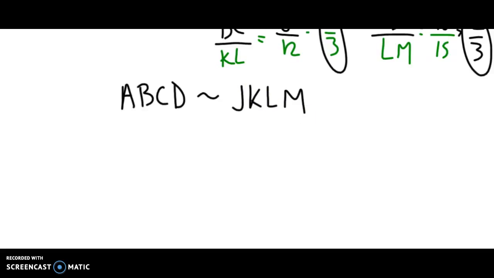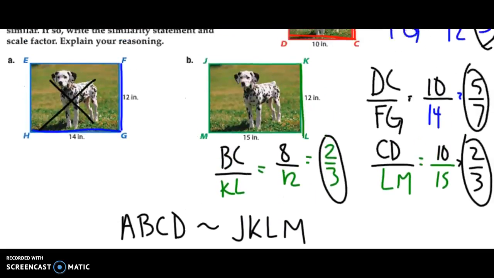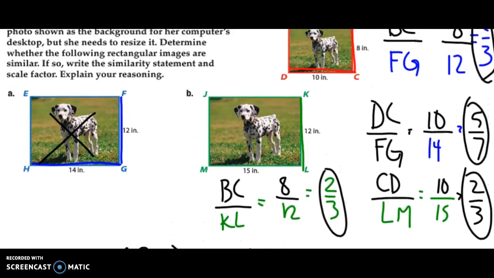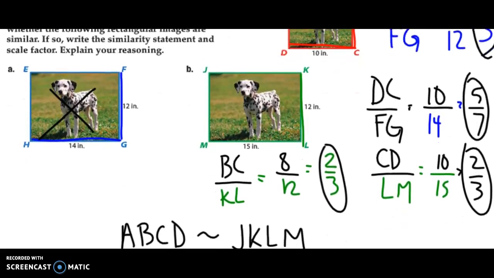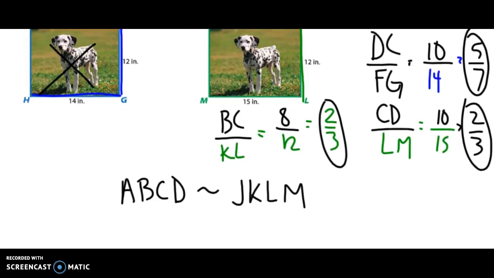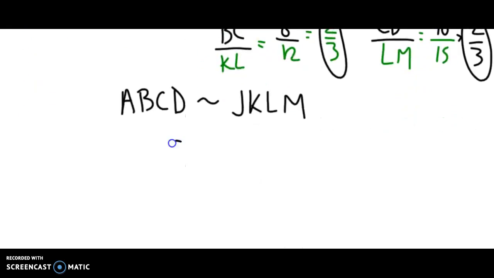Now we have to figure out our scale factor. If we're going from JKLM to ABCD, my scale factor would be 2/3, because what am I multiplying 12 by to turn it into 8? 2/3. So my scale factor is 2/3.